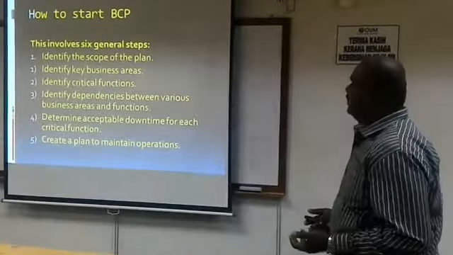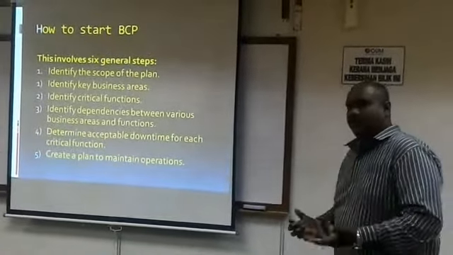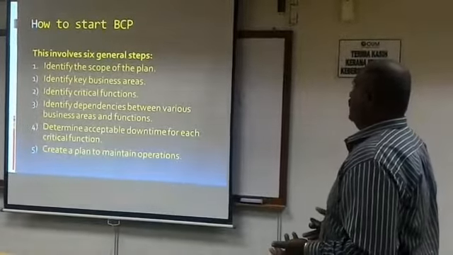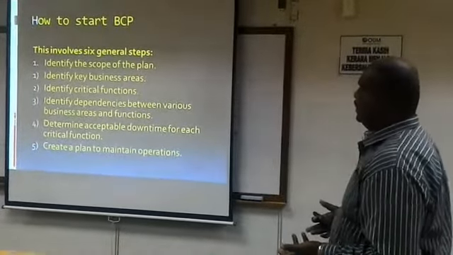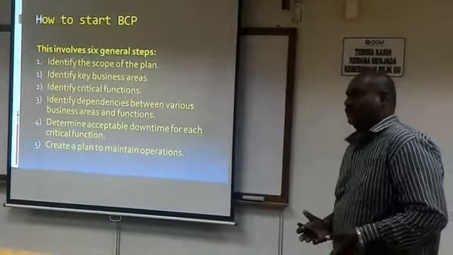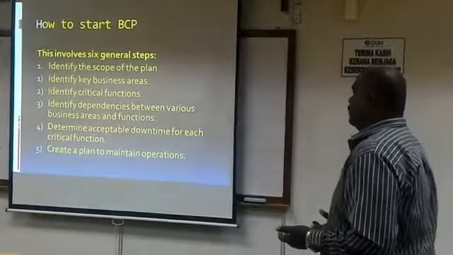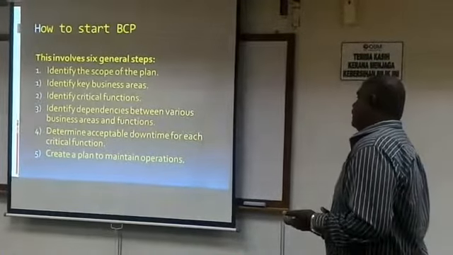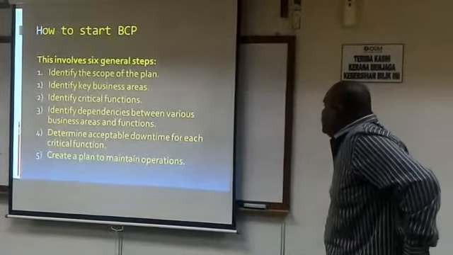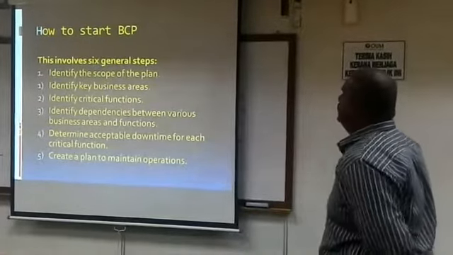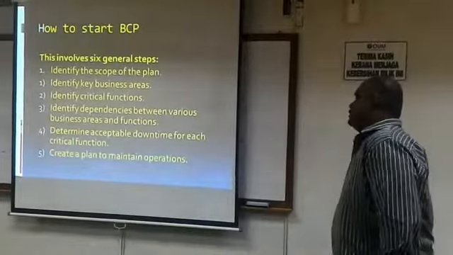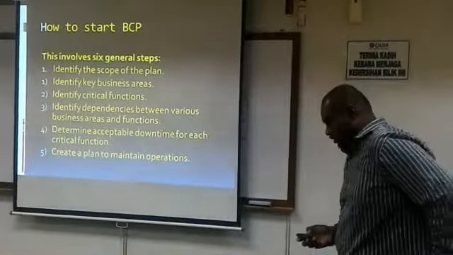How to start a BCP, which involves 6 general steps. First is identify the scope of the plan, what we are going to do for the organization. Second is identify the key business and the areas we are going to focus on. Number 3 is identify the critical functions. Then identify dependencies between various business areas and functions, determine acceptable downtime for each critical function, and create a plan to maintain the operations.